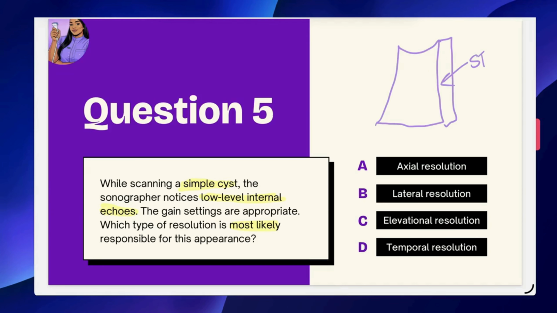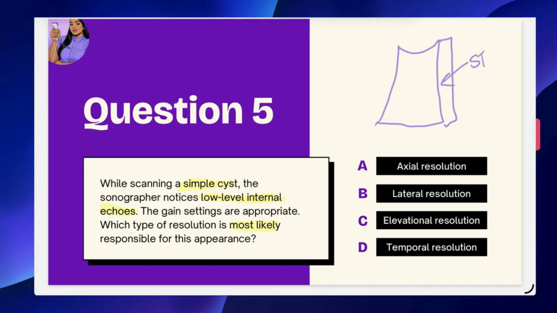All right. So what happens is we want our beam to be as thin as possible so we could just focus on our specific structure. But if our beam is too thick, that is going to place echoes usually inside of structures that are normally anechoic, right? And anechoic usually means that it's black, has no echoes. What happens is with slice thickness resolution, when that is good, it's making sure that it's keeping those anechoic structures nice and clean. But if the question is asking you, which type of resolution is responsible for a simple cyst having those low level internal echoes, you want to think about slice thickness, also known as elevational resolution.